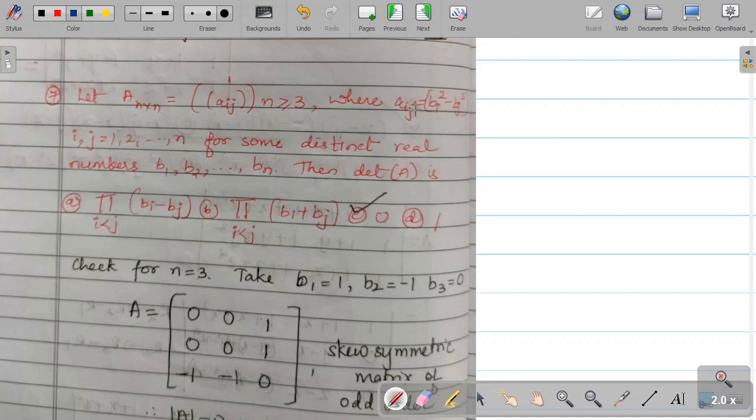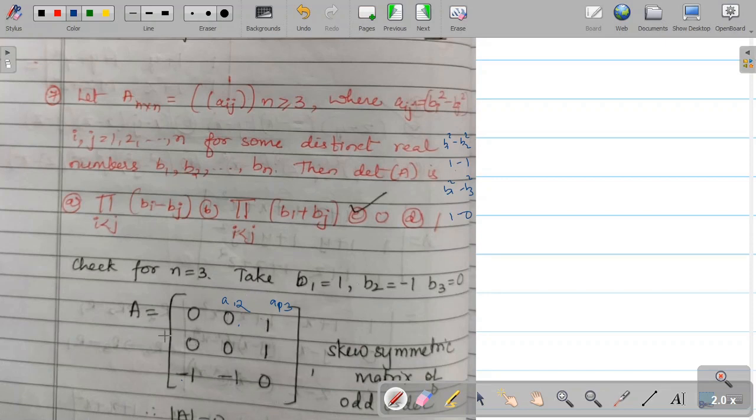From this Aii, you can easily calculate Bi square minus Bi square, that is always 0. So all the diagonals will be 0. Now the remaining elements you have to find out. A12 is B1 square minus B2 square. So B1 square is 1 square minus 1 whole square, 1 minus 1, that is 0. Similarly, A13 is B1 square minus B3 square. B1 square is 1 minus B3 square, that is equal to 0. So this gives you 1. Similarly, the rest of the entries you find out.